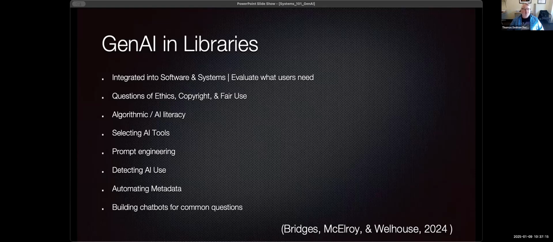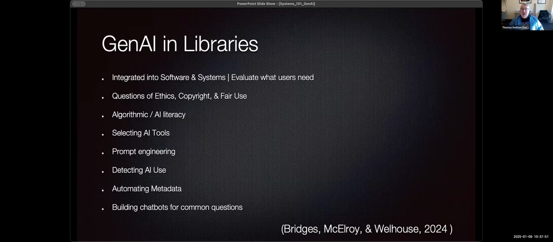We librarians have always dealt with questions of ethics, copyright, and fair use. And again, it's likely that we're going to struggle with those in relationship to generative AI, and be asked to consult with faculty about that. In teaching our information literacy classes, we're going to think about algorithmic and AI literacy as a part of that. We're likely going to be in a position to be advising faculty about selecting AI tools to do the kind of work that they do, evaluating AI tools that are designed specifically to do academic research.